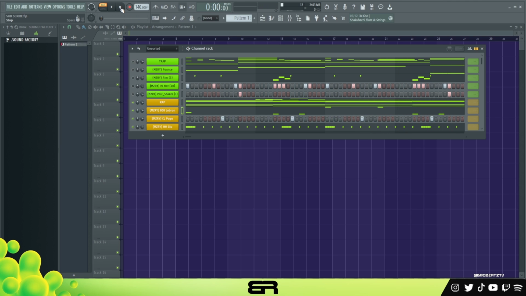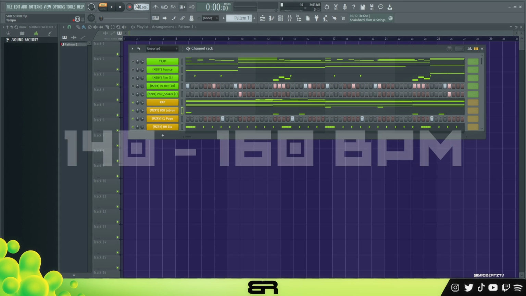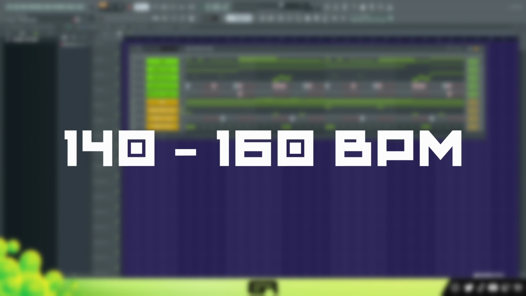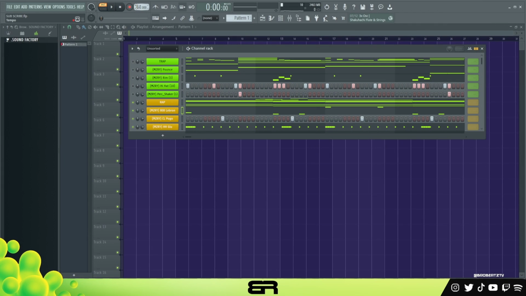Okay, so usually with these BPMs, they are spread apart by 20 units. But I would say 140 to 160 is the range you want to go for, right? So you can, where most people can just rap on it, okay?